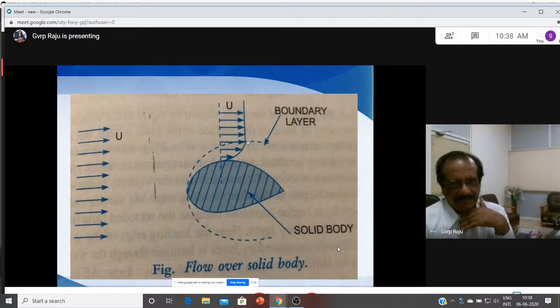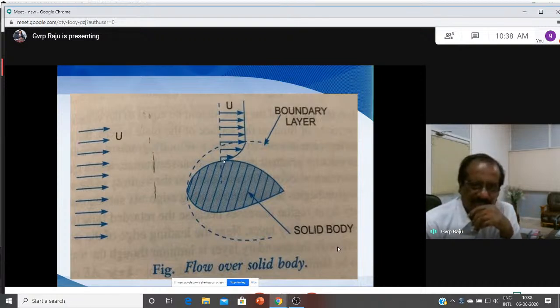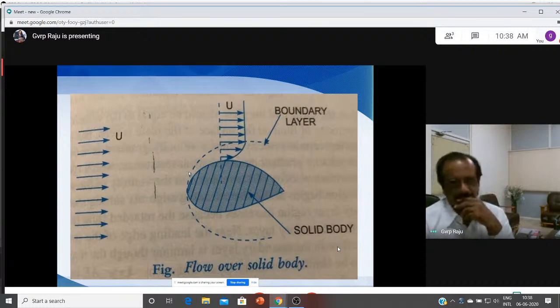Then this is the free stream velocity here, and this is 0 here. So what is the boundary layer? The boundary layer is a layer in which the velocity of the flow changes from 0 here to the free stream velocity. This is the boundary layer. The dotted lines we have shown here mark the boundary layer.